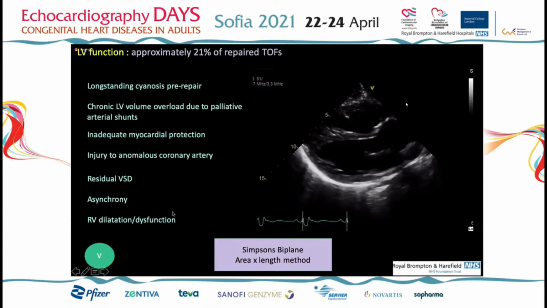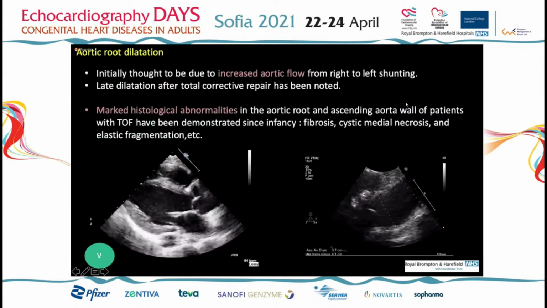So it's very important that we check the possible etiology of LV dysfunction. Sometimes it's unclear, and sometimes it can be multifactorial, but some of the proposed causes are long-standing cyanosis pre-repair, chronic volume overload from left to right shunts across the VSD or across the palliative shunt, then inadequate myocardial protection at the time of surgery, injury to the left coronary artery at the time of repair if it was undetected, residual ventricular septal defects, asynchrony, as I mentioned, or even severe RV dilatation or dysfunction.